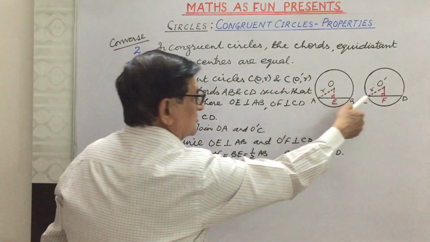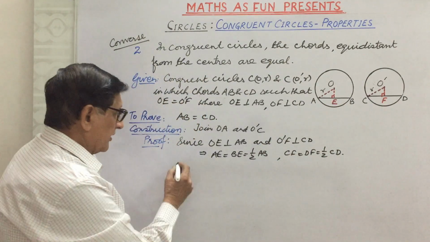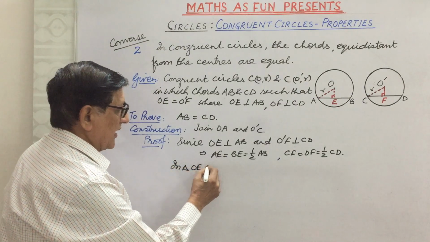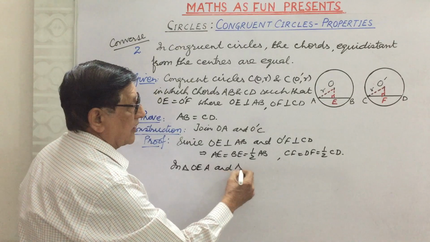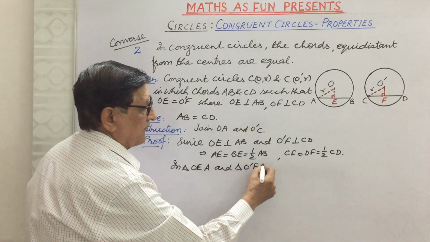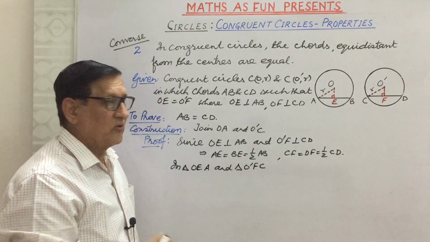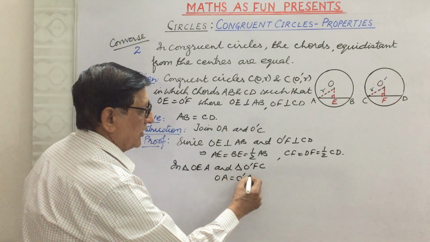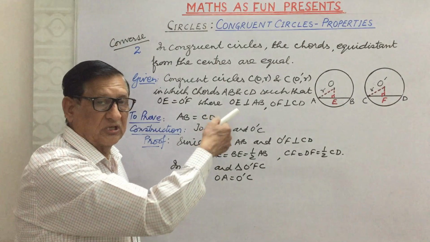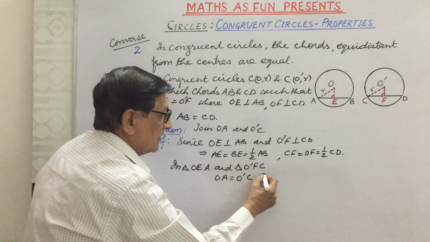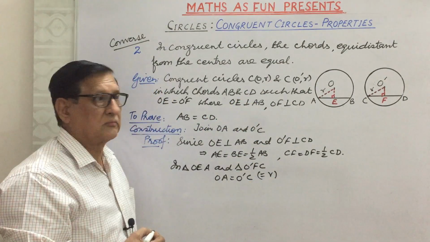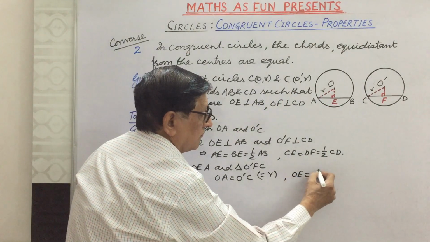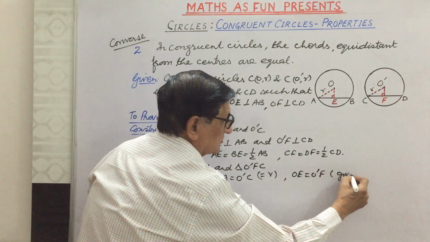Now we are coming to these two triangles. In triangles OEA and triangle O dash FC, what do we find? OA is equal to O dash C, because both are the radii of the congruent circles, they are each equal to R. OE is equal to O dash F. This is given to us.